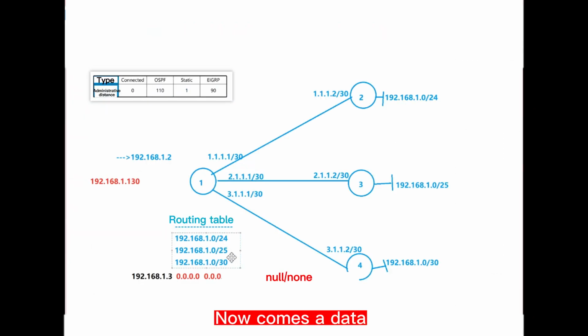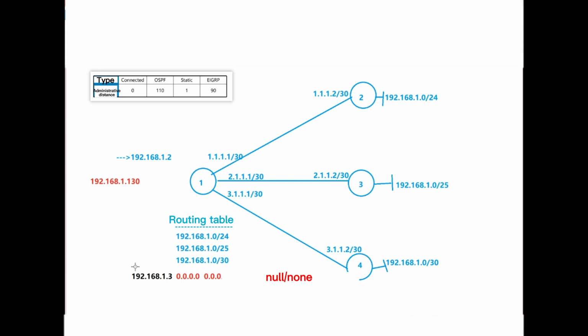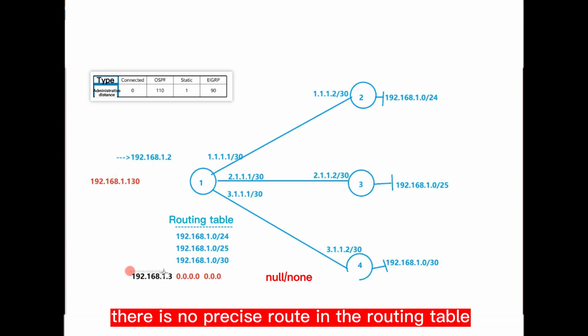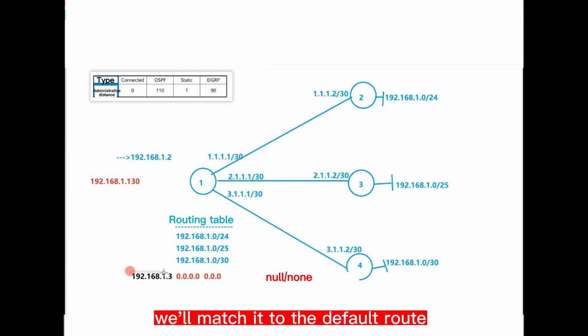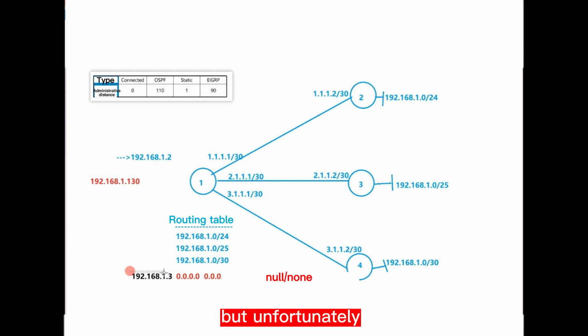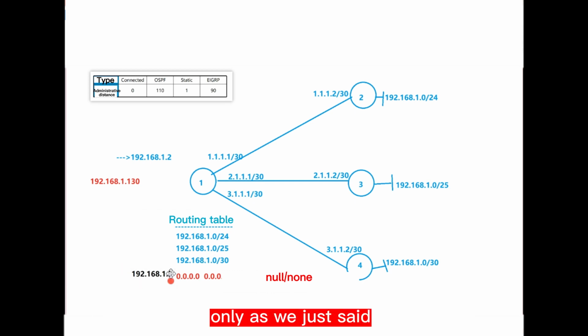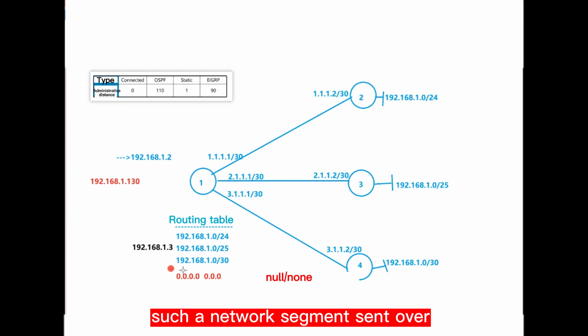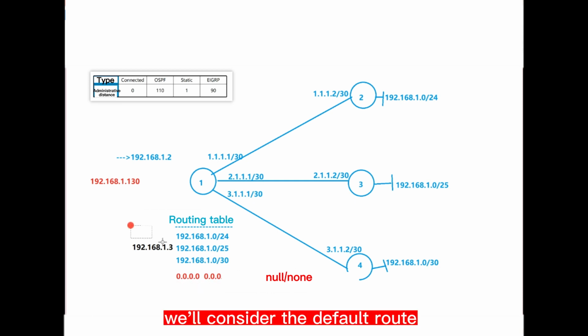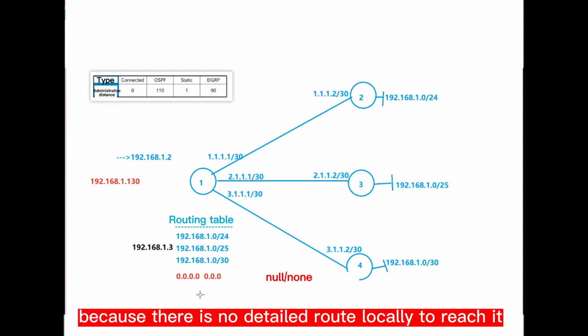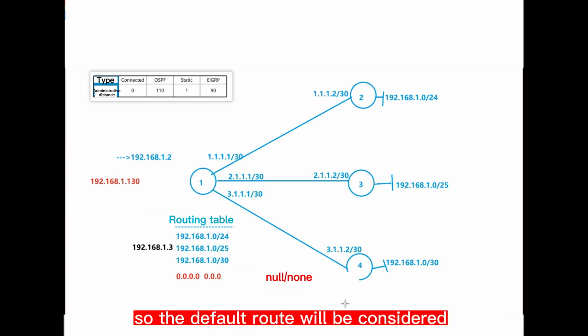Now comes a data packet. Check locally first. When it is determined that there is no precise route in the routing table, we'll match the default route. But unfortunately, there is a route here that can help with precise forwarding. Then this default route will not be considered. Only a network segment like the one we just mentioned, sent over with no detailed route locally to reach it, will make the default route be considered.